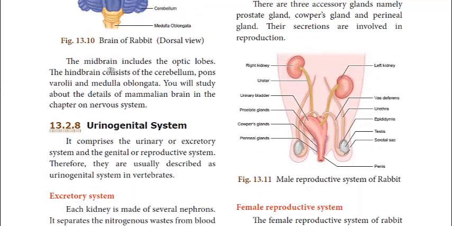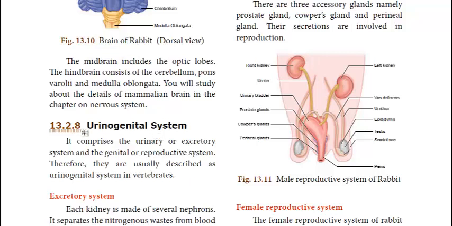Urinogenital system. Now what is urinogenital system? What do you mean by urino? Urino is the excretory portion. Genital is the organ related to reproduction. These two are associated together.